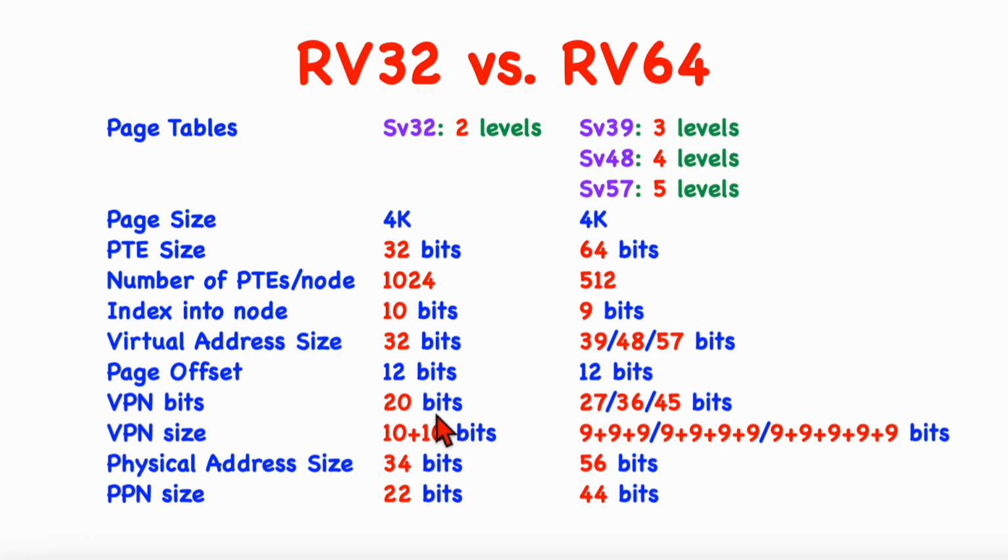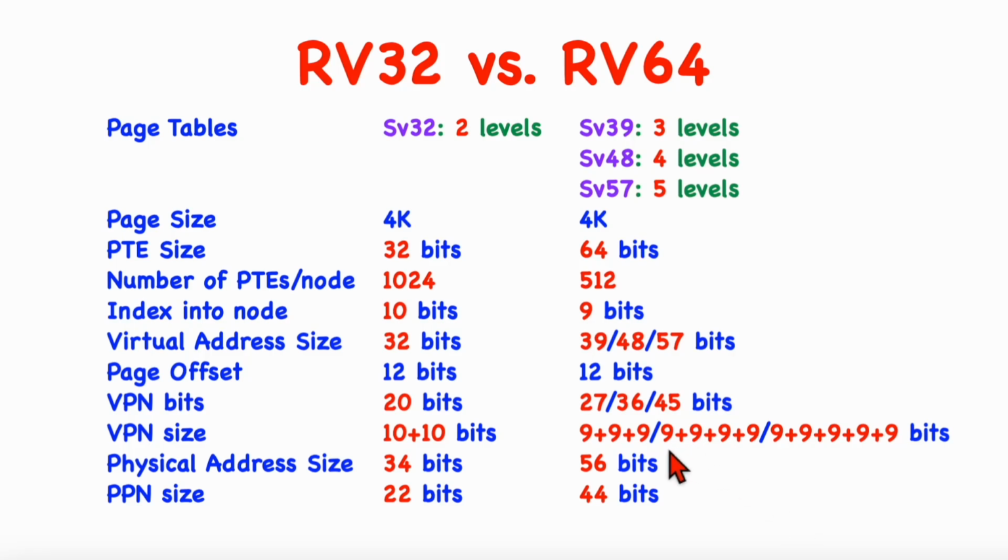With 32-bit machines, the virtual page number was 20 bits, broken into 2 index parts of 10 bits each. With 64-bit machines, the indexes are 9 bits. So, for example, with Sv39, with 3-level trees, we need 3 indexes of 9 bits each. So 9 plus 9 plus 9 is 27, which means the virtual page number is 27 bits. Then adding the 12-bit offset, that gives us a 39-bit size for the virtual address.